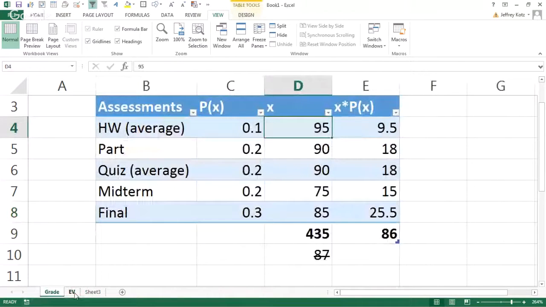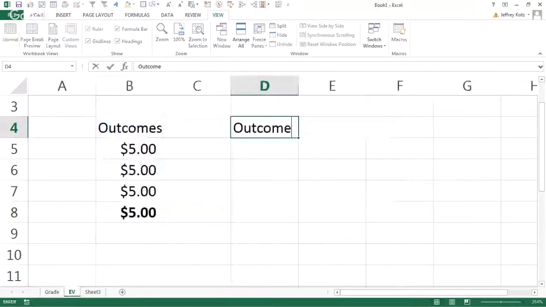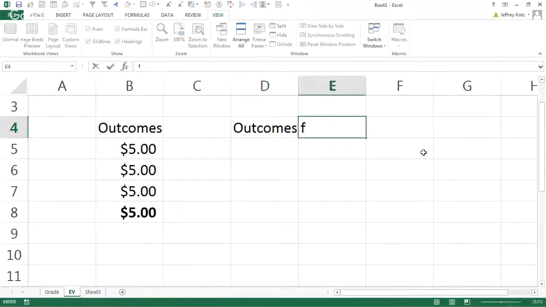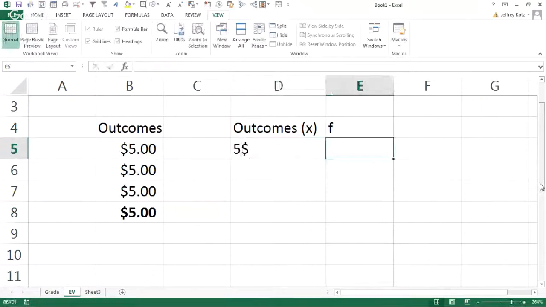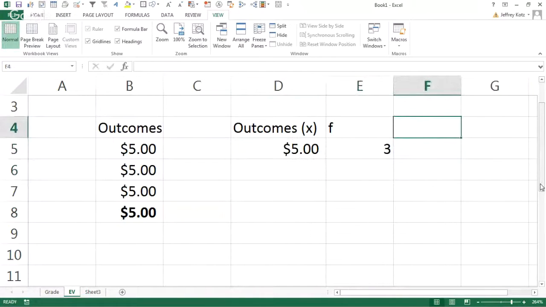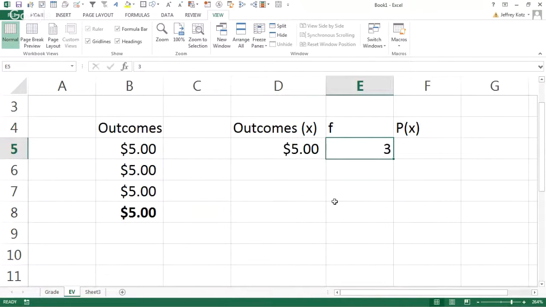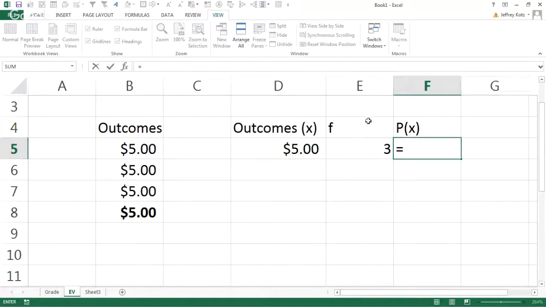Let's take a look at this another way. Potential outcomes, which we call X. And then there's a frequency that these things can happen. So if the outcome is a $5 win, there are 3 occurrences of that. The probability of selecting from these 3 would be 3 divided by the total number of tickets, which is 3.